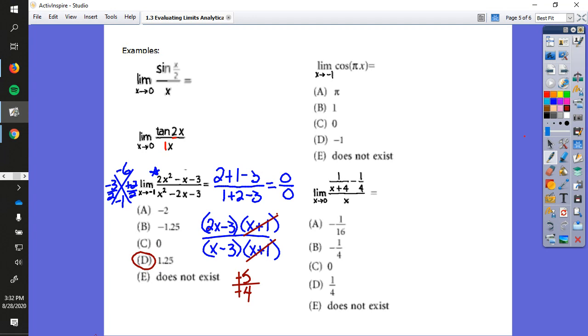Looking at the next one up here, it is a trig one, but it's not a trig identity because we always look for a direct substitution. So we want to figure out what in the world is the cosine of -pi.